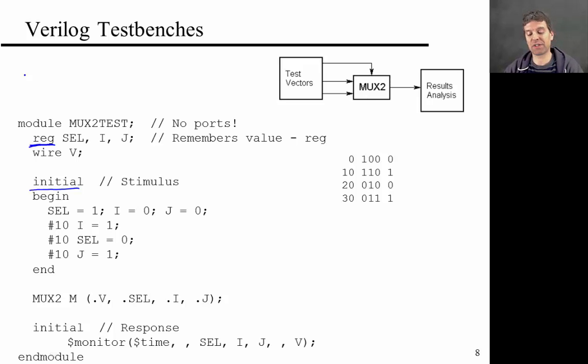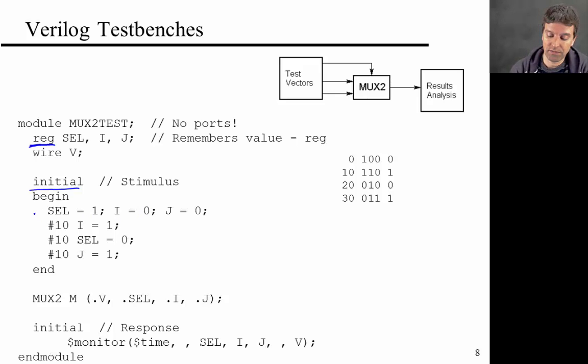It's similar to wire, but not quite, in the sense that a wire variable actually specifies a physical wire, while a register is essentially just a variable that changes its value in response to a change in an input. So what do we have here? The command initial initiates the testing, and then you say begin, and you set your register values. Here you're setting selection to 1, I to 0, j to 0.